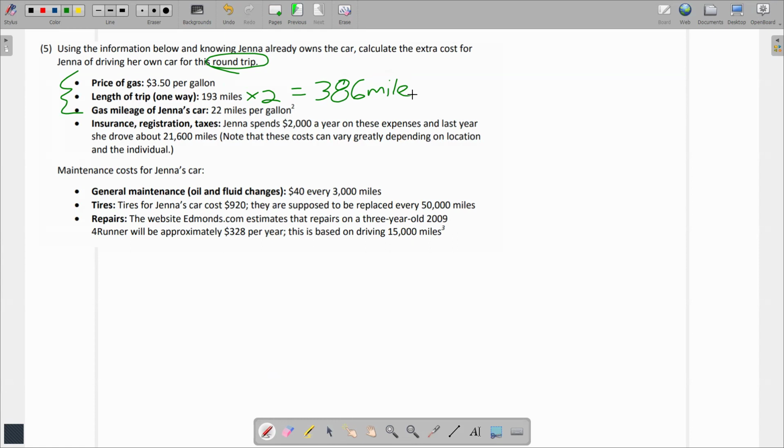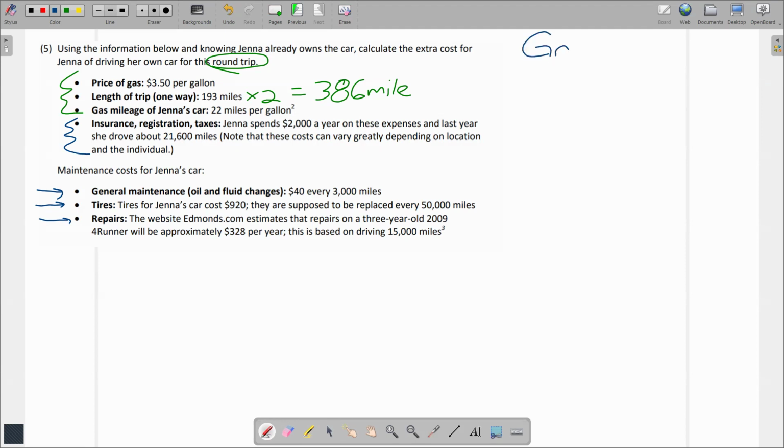So next I need to factor in 4 other things. I've got to figure out how to deal with her insurance, registration and taxes, how to deal with her general maintenance cost, the cost of her tires, and the cost of repairs. And the usual way accountants do this for business is they just pull all that together and basically get a per mile cost for using this vehicle. So that's our goal. I'm just going to make a note of this.